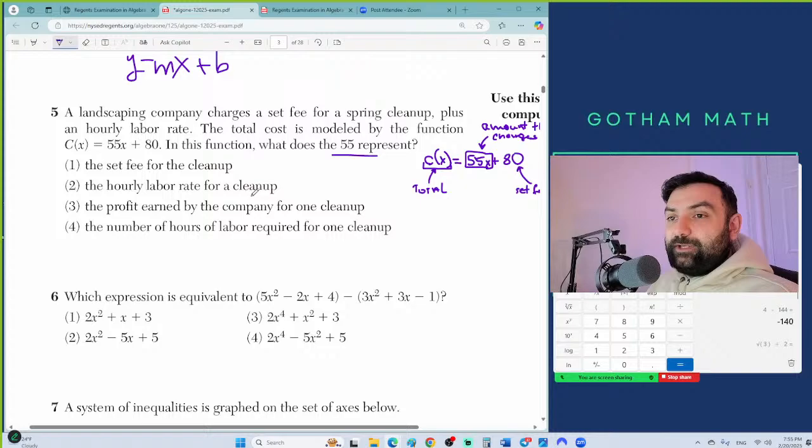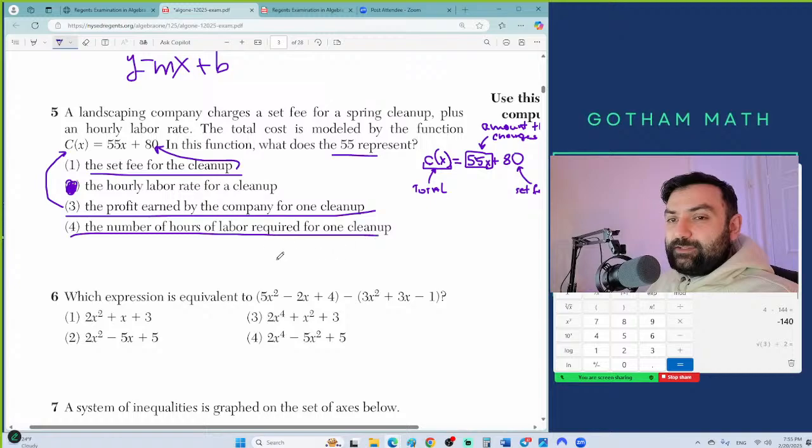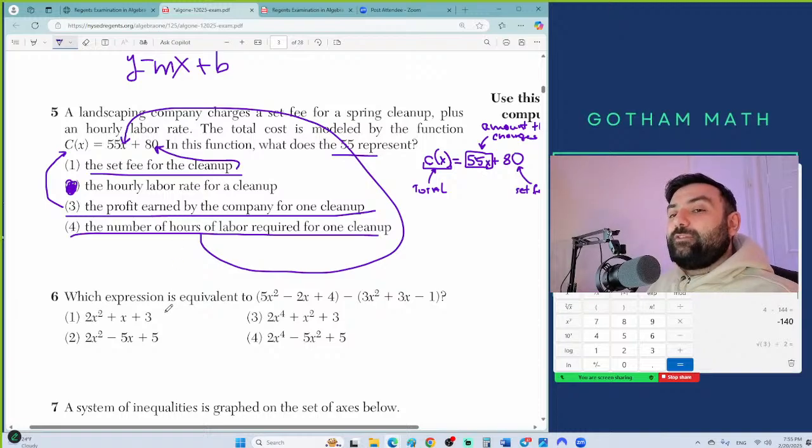Hourly labor rate for a cleanup. Boom. The set fee is the 80. The profit earned by the company is the total. And the number of hours required is actually x itself. This is the amount of hours. This is how this problem works.